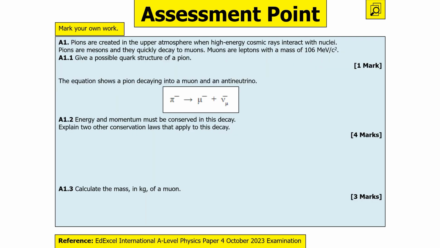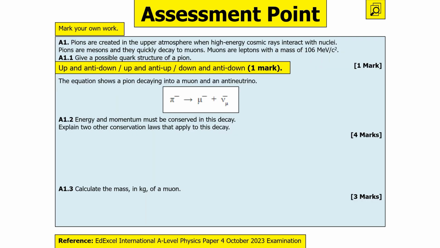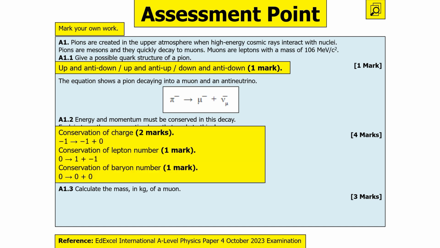Right, so your pion must be a quark-antiquark pair and can't contain a strange or anti-strange, because then it would be a kaon. So it's up and anti-down, up anti-up, down anti-up. You could also have anti-up and down as well. The next thing that must be conserved is charge. Before, it's -1, and afterwards it's -1 and 0, so it's conserved. We must see lepton number conserved. It's 0 before, because it is a meson. It's then +1, and then -1 afterwards, so it's 0 before and 0 afterwards.